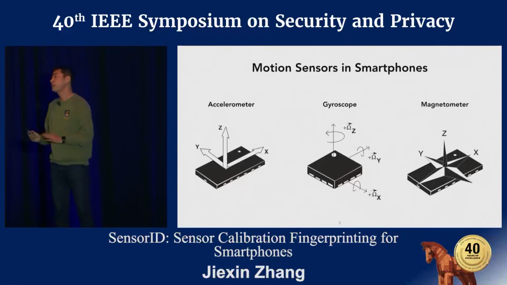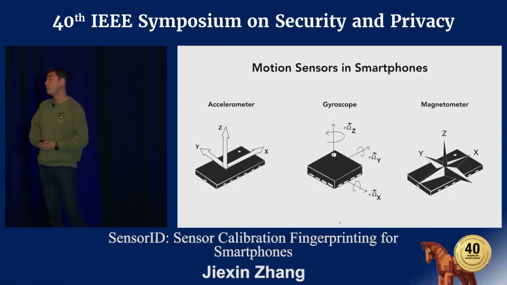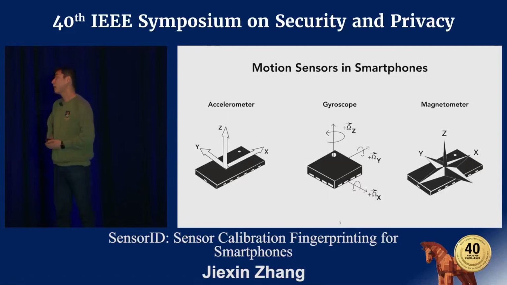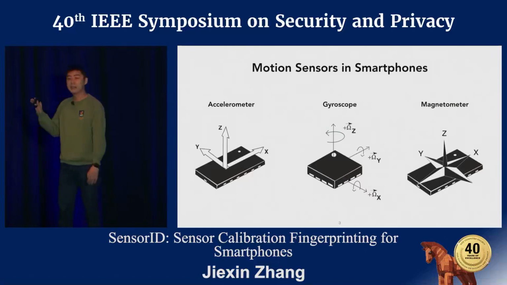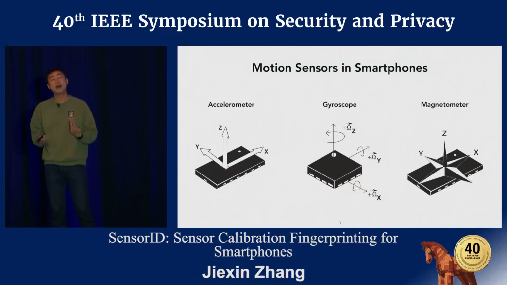Modern smartphones typically include a set of motion sensors, including the accelerometer, which measures the acceleration of the device, the gyroscope, which measures the rotation of the device, and the magnetometer, which measures the magnetic field around the device. Data from these sensors can be accessed by developers from either a mobile app or a mobile website, and it does not require any user permissions or user interactions.